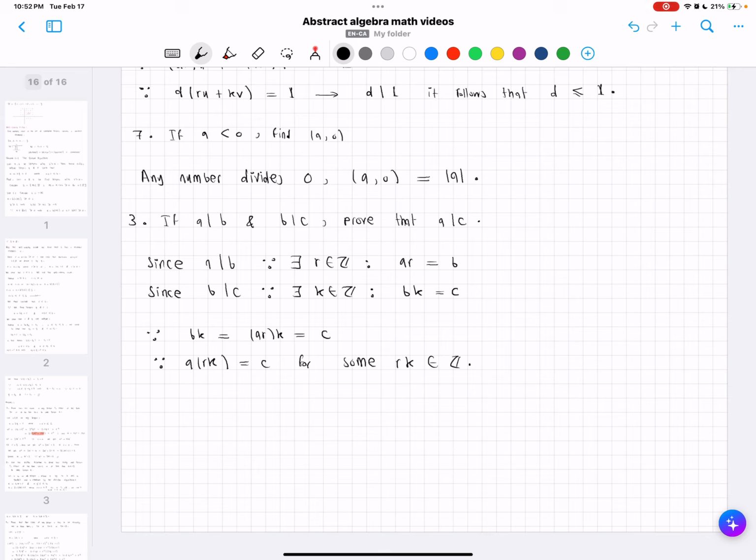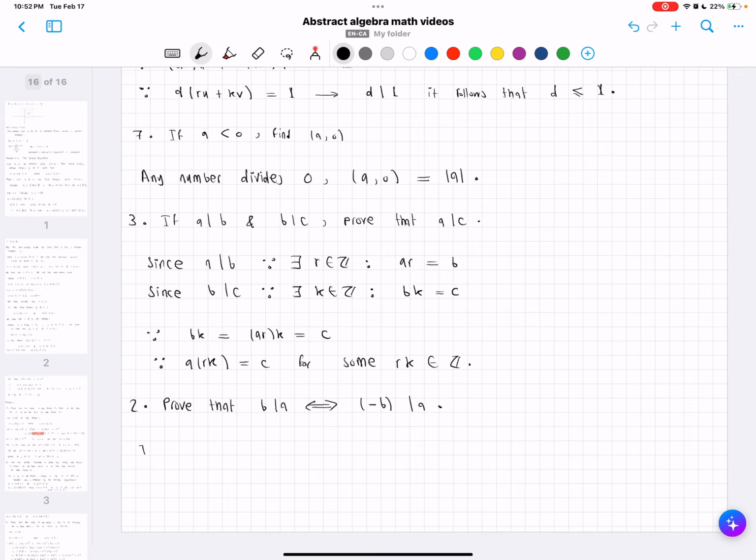Yeah, let's move on to the next question. So question 2. Prove that b divides a if and only if minus b divides a.